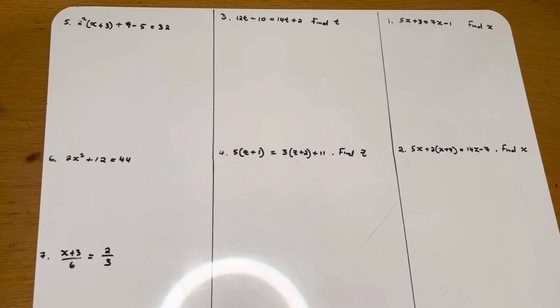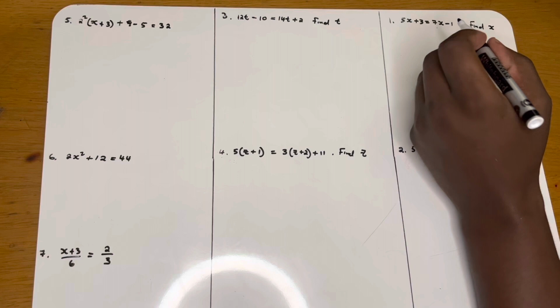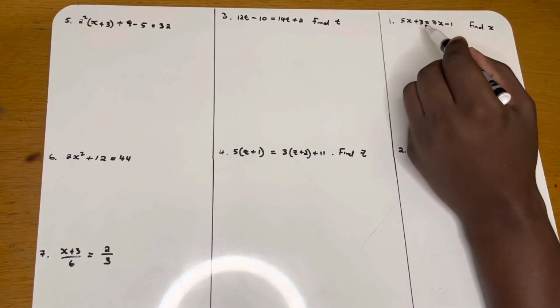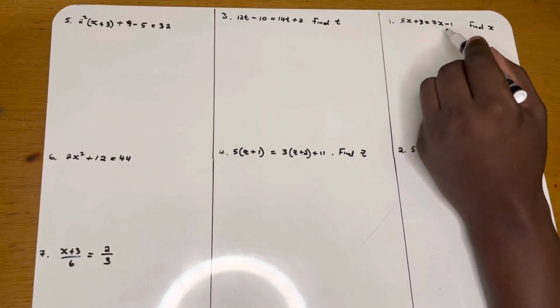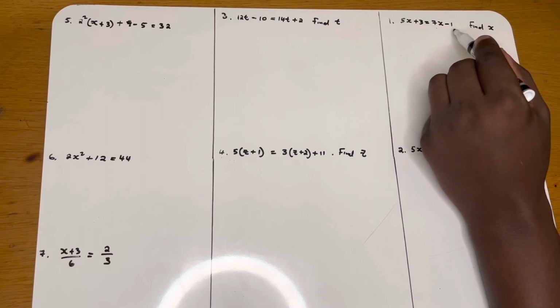Today we'll be doing a solve for x. I've been asked to do solve for x calculations. As you can see, we have the first equation. The first equation is 5x plus 3 equals 7x minus 1.